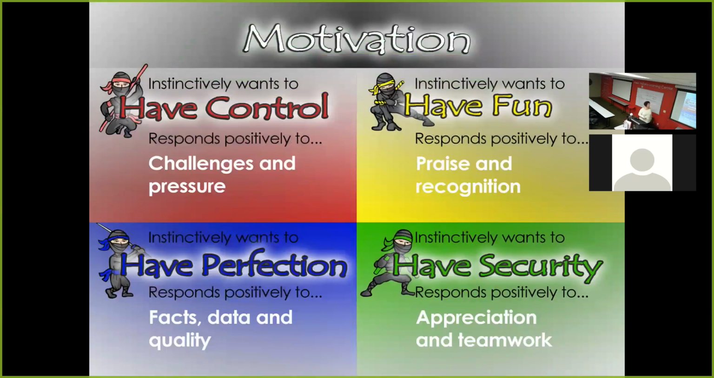So these are the motivators. D's, motivators to have control. They respond to challenge and pressure. I's, they instinctively want to have a good time. So give them praise and recognition. S's, having security, a true appreciation. S is like a true and simple compliment. Not a big deal, a genuine compliment and appreciation. And they love teamwork. And C's, they like perfection. They like facts, data, and quality.